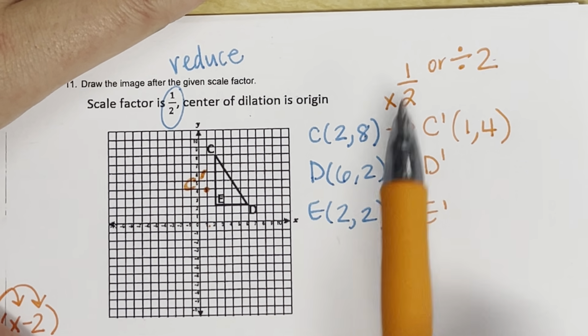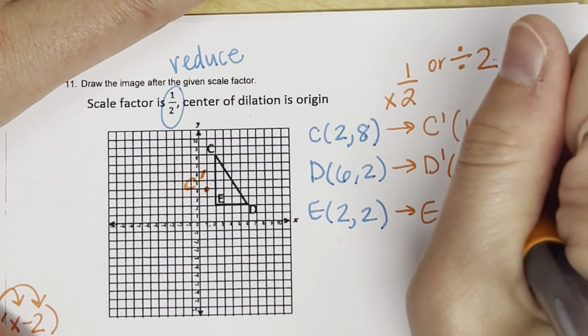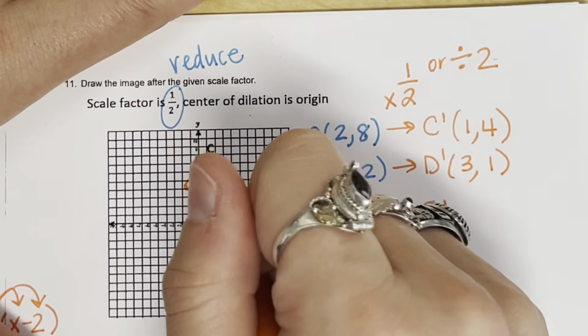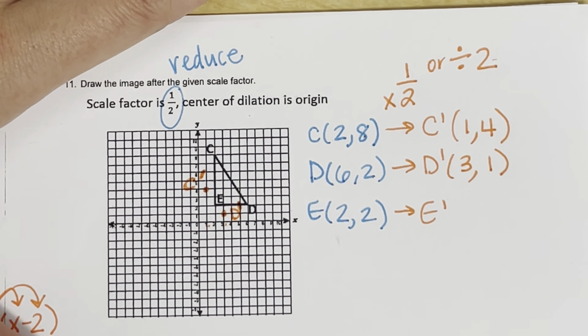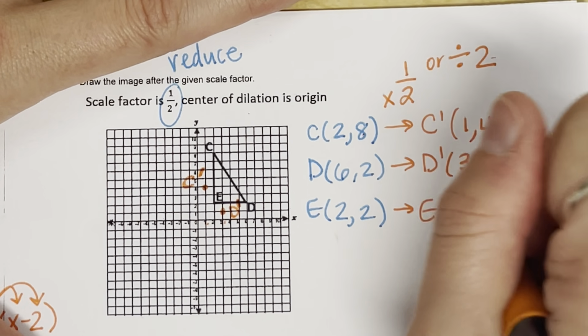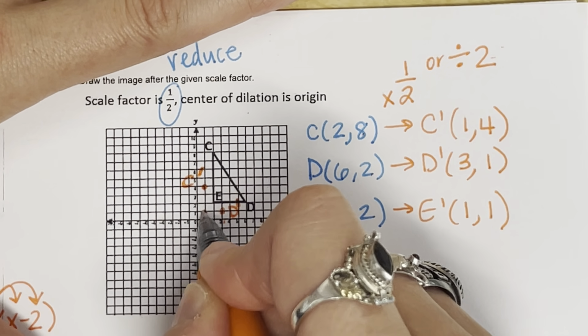D prime, so 6 divided by 2 gives me 3. 2 divided by 2 gives me 1. So I go over 3, up 1. That is D prime. Notice I'm putting the primes next to mine. Last one, E. 2 divided by 2 gives me 1. 2 divided by 2 gives me 1. E prime is 1, 1.